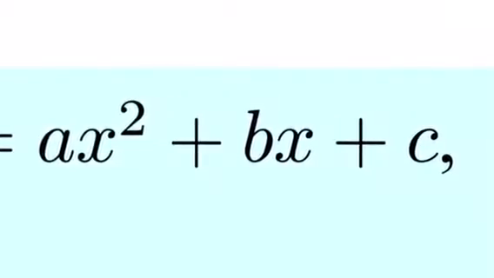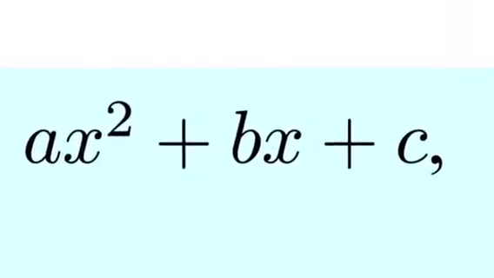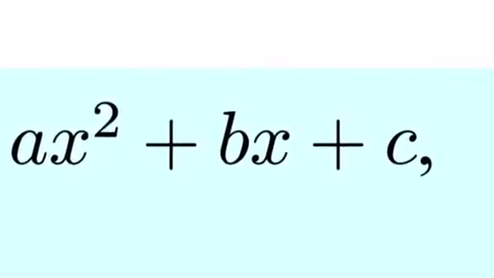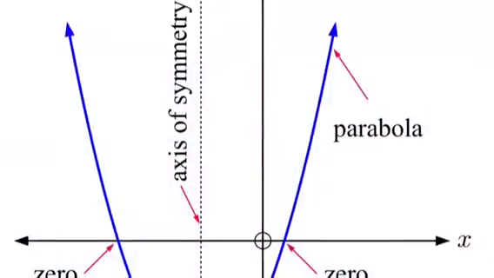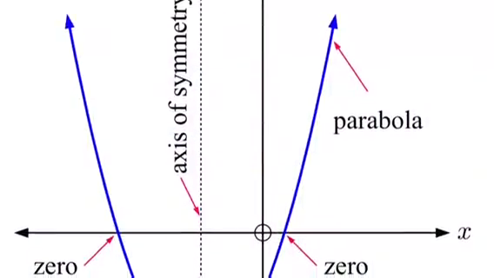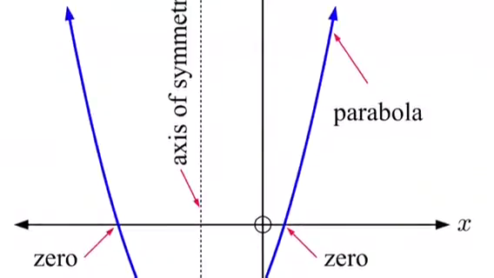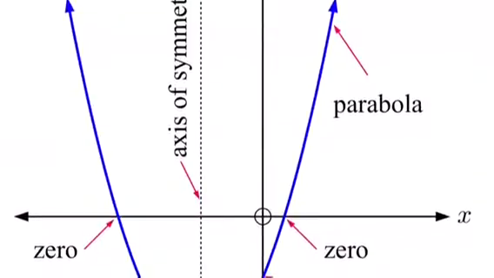The vertex of a parabola is either the minimum or the maximum, depending on if it has a positive or negative a value. Both sides of a parabola are symmetrical about the axis of symmetry. This means that points on the graph are mirrored about the vertex.